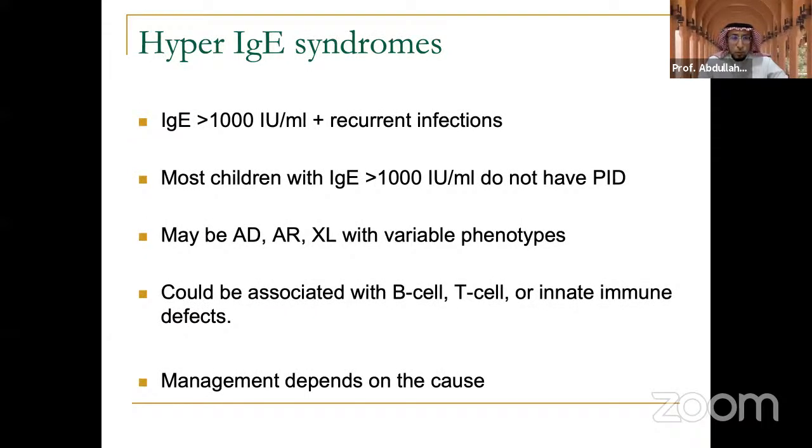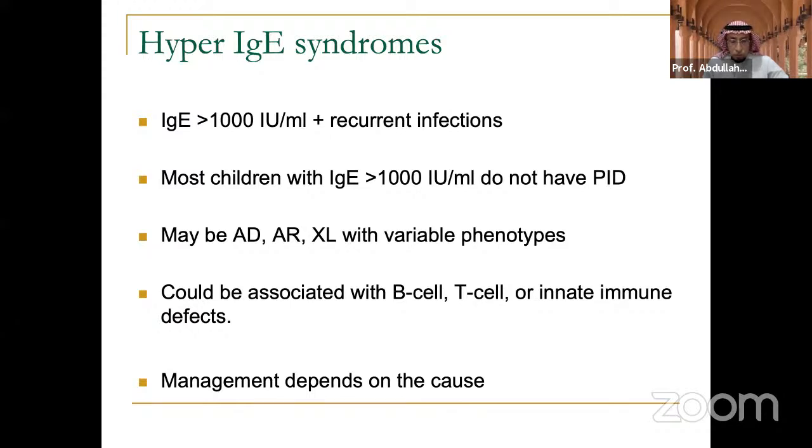Hyper-IgE syndromes are also another group of defects affecting B cells, and may also affect other cells depending on the type of hyper-IgE syndrome. Usually IgE would be more than 1,000, associated with significant recurrent infections. But remember that most children with high IgE, more than 1,000 international units per mL, do not in fact have primary immunodeficiency. Many of them have things like atopic dermatitis or other atopic conditions. As I said, it's a group of diseases that may be inherited as autosomal dominant, recessive, or X-linked with variable phenotypes. The classic example is autosomal dominant hyper-IgE syndrome secondary to mutation in STAT3, which is also called Job syndrome.